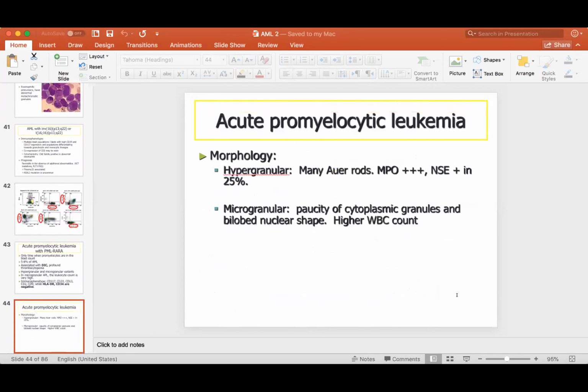Again, the hypergranular variant has a lot of granules, many Auer rods. It's strongly positive for myeloperoxidase. The microgranular variant has fewer granules, and the nuclei are characterized by being bilobed or butterfly in shape, and it has a higher white blood cell count.